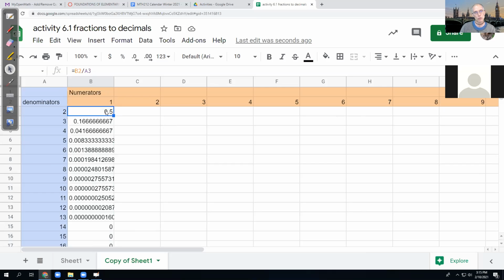So that's why in the original formula, I realized that it's changing this 2 here to a 3, right? And then to a 4. So it's always messing up the numerator. So I tell it, okay, wait a minute. Don't mess with the 2. Always use the 2, $ sign, and then fill it down.